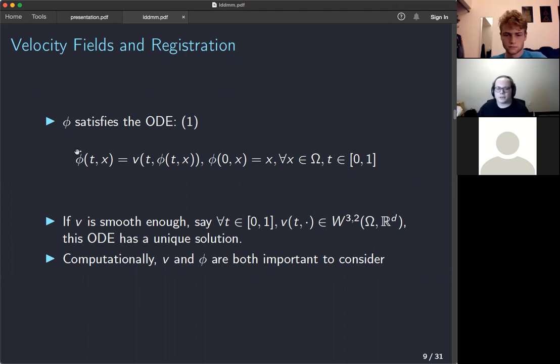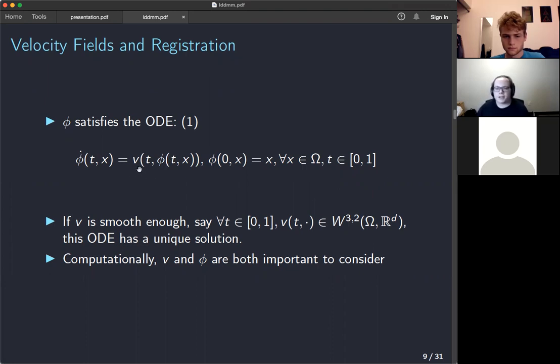If we're introducing this variable, we want to know how it behaves in time. And so we have this ODE, which should look fairly familiar: if you take the time derivative on one side and you have a velocity field on the other side, they're going to equal each other. So you can think of it as a gradient flow of sorts.